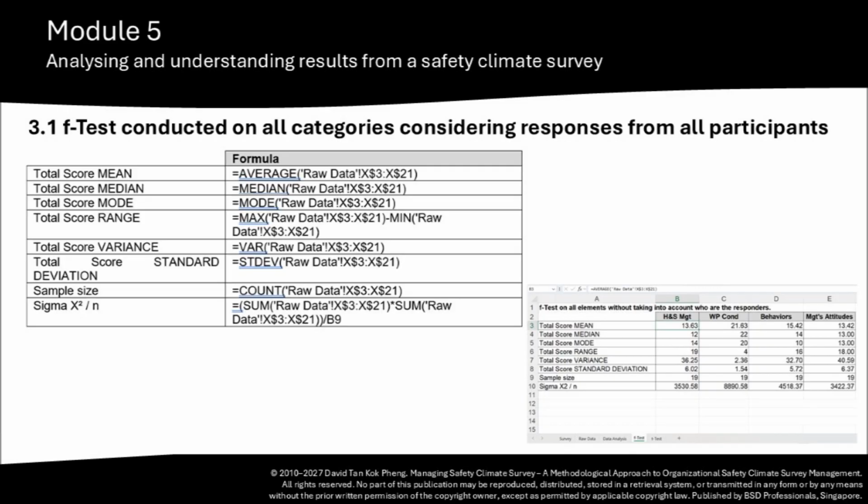To begin, an F-test Excel worksheet should be created to organize the required statistical outputs. In column A, we list the key statistical measures as follows: total score mean, total score median, total score mode, total score range, total score variance, total score standard deviation, sample size, sigma x squared, n.